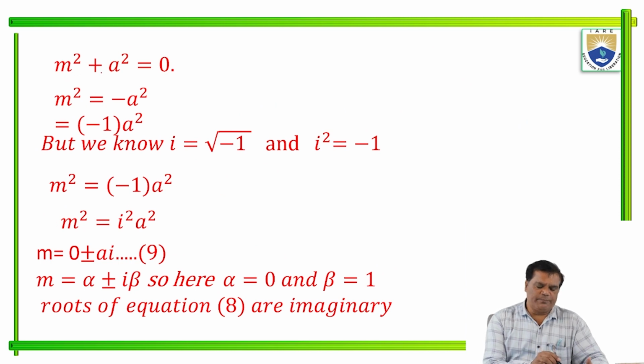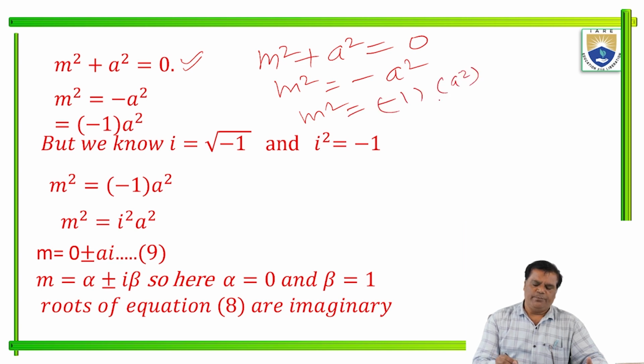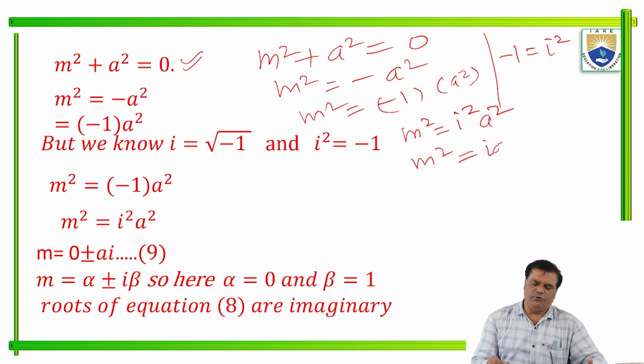Here m square plus a square equal to 0. Now m square equal to minus a square, that is m square equal to minus 1 into a square. Minus 1 is i square. So m square equal to i square a square, m square equal to (ia) whole square. So m equal to plus minus ia.